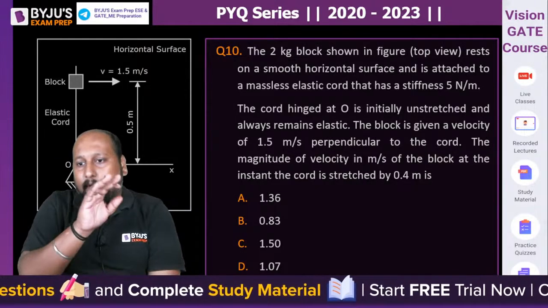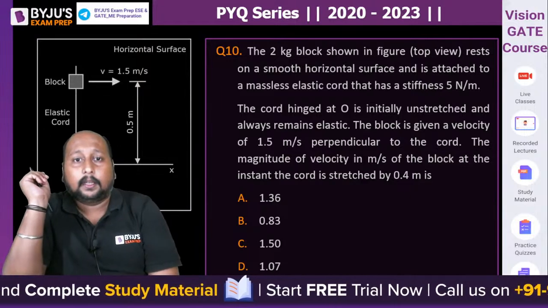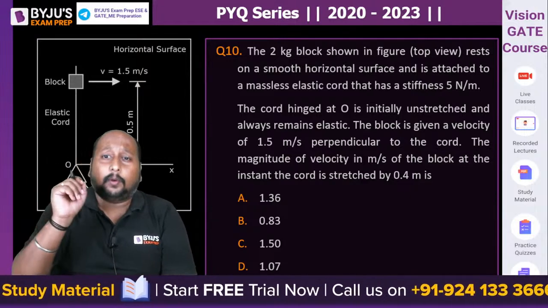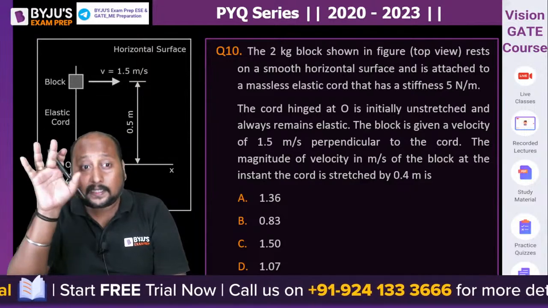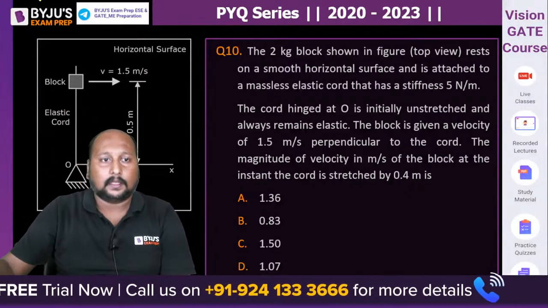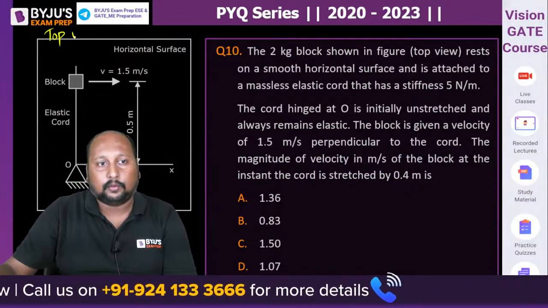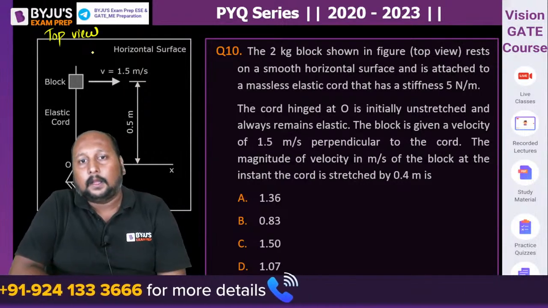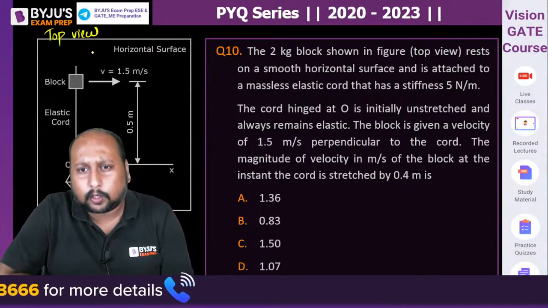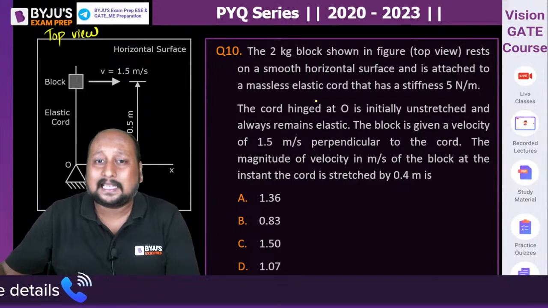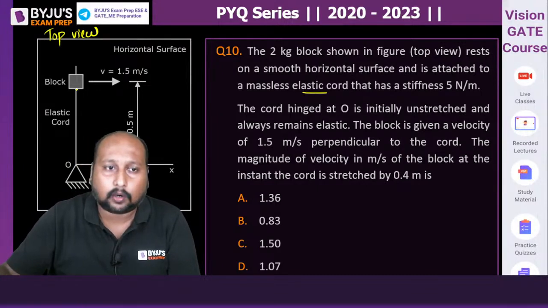Okay, question is very interesting. Try to read out the statement. A 2 kg block is shown in the figure. It's a top view, this is the top view they have given. It rests on a smooth horizontal surface and is attached to a massless elastic cord. This is the elastic cord.